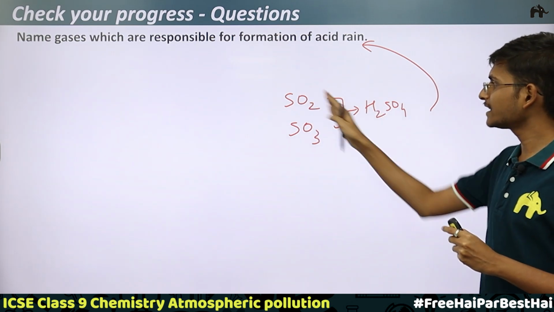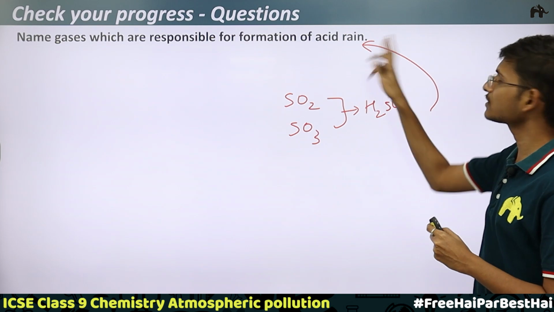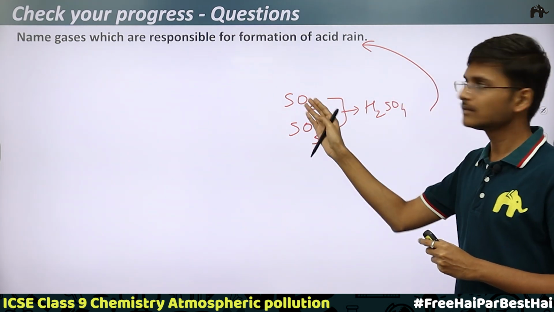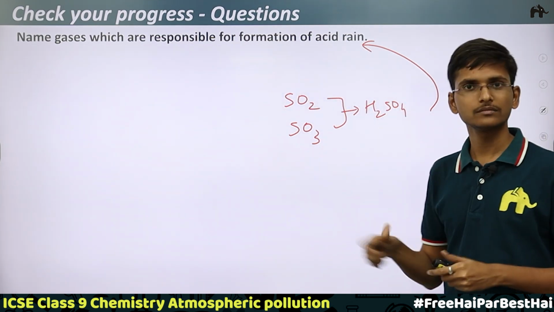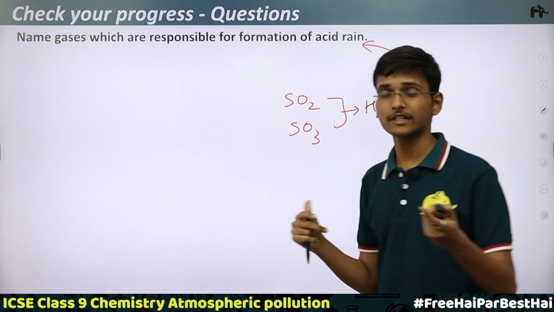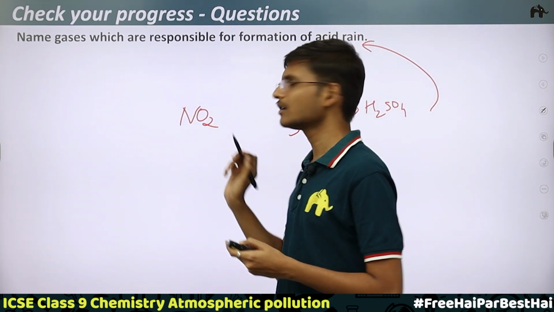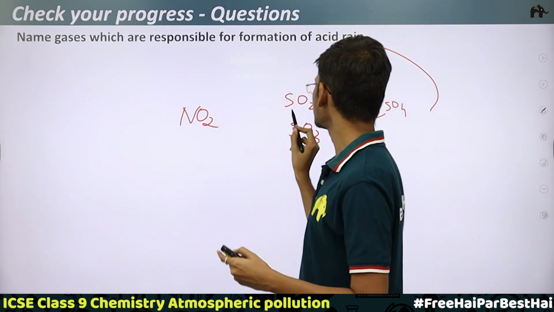So they are indirectly forming sulfuric acid. Sulfuric acid plus rainwater gets converted into acid rain. Correct? So name the gases responsible for acid rain: these two. Apart from this, among the oxides of nitrogen, only nitrogen dioxide we have seen, which reacts with the rainwater and forms nitric acid. Correct? So these three would be the answer.